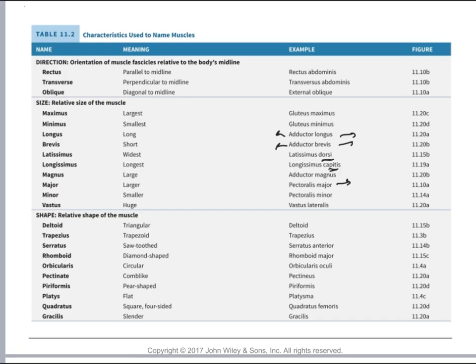Circular, orbicularis. We have orbicularis oculi, orbicularis oris for around the mouth. Comb-like, pectinate, like the pectineus. Pear-shaped, piriformis. Flat, platys, so in our neck, the shaving muscle is platysma. Square or four-sided, quadratus, like the quadratus femoris. And slender, gracilis, and the muscle is the gracilis.